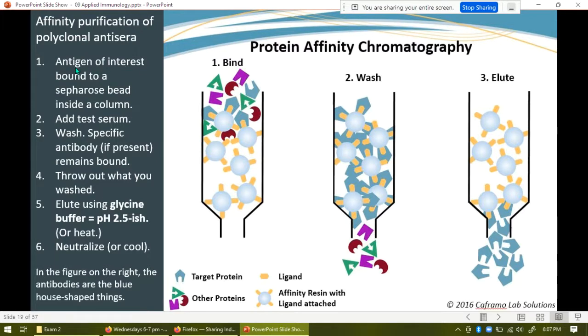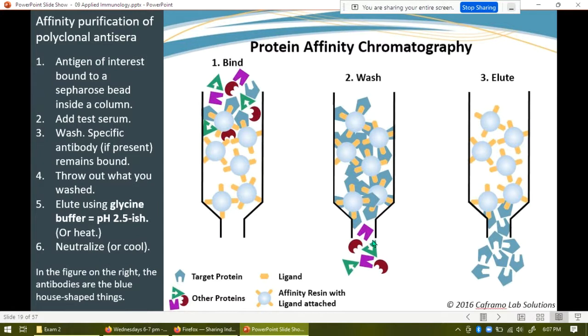So what we do is we take an antigen of interest. For example, they might do this to produce an antitoxin against rattlesnake venom. So they're going to take rattlesnake venom antigens and bind those to a sepharose bead inside a column that looks something like this. Then they're going to add the serum from the horse that they immunized with the rattlesnake venom.